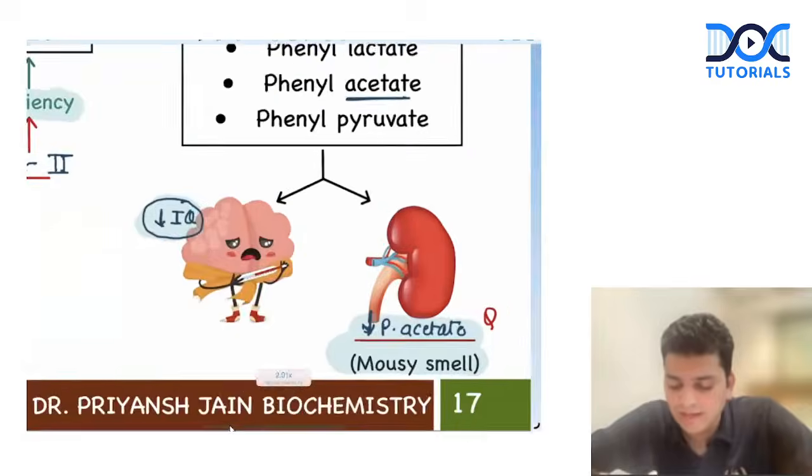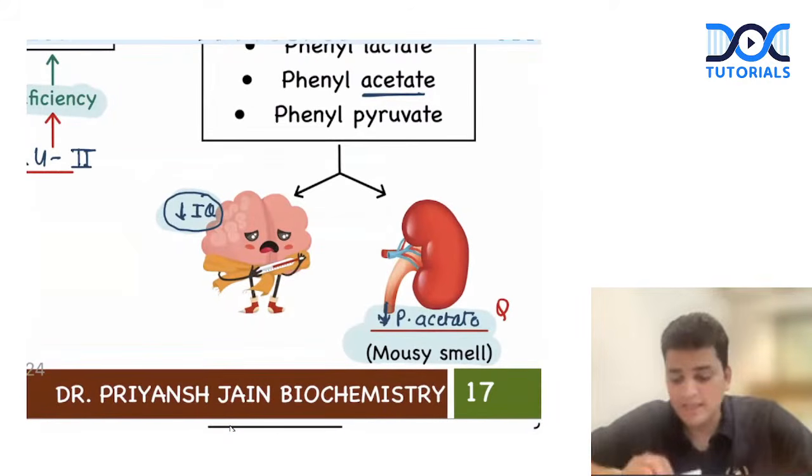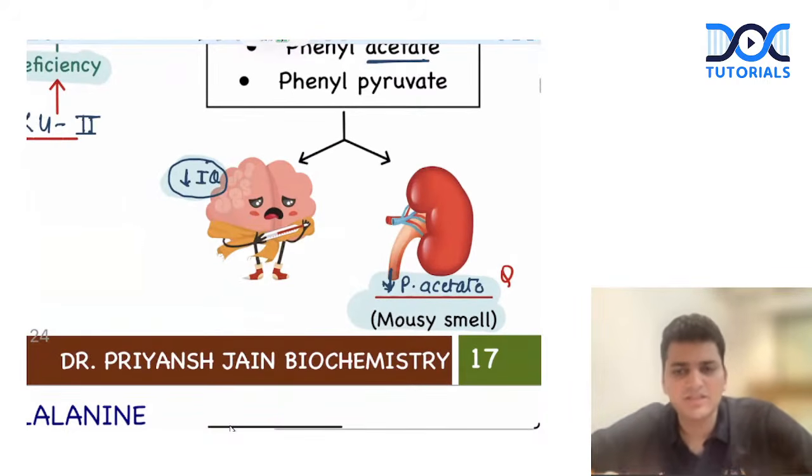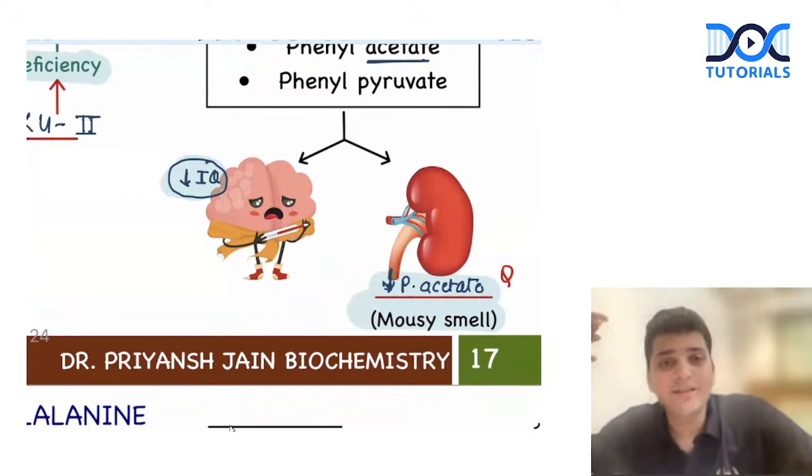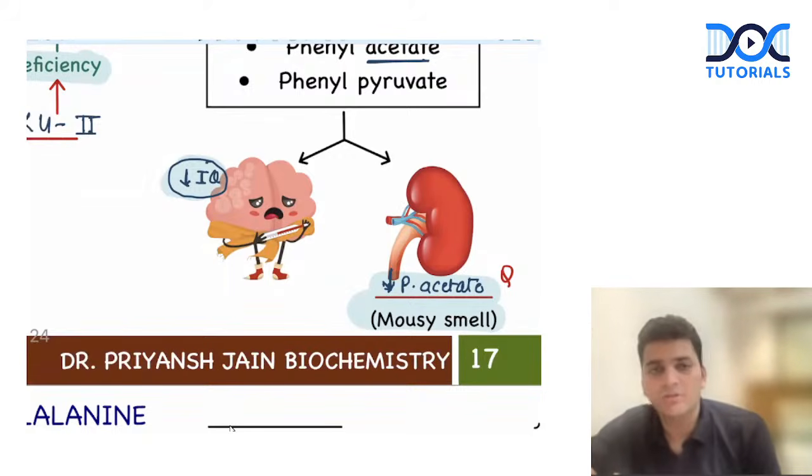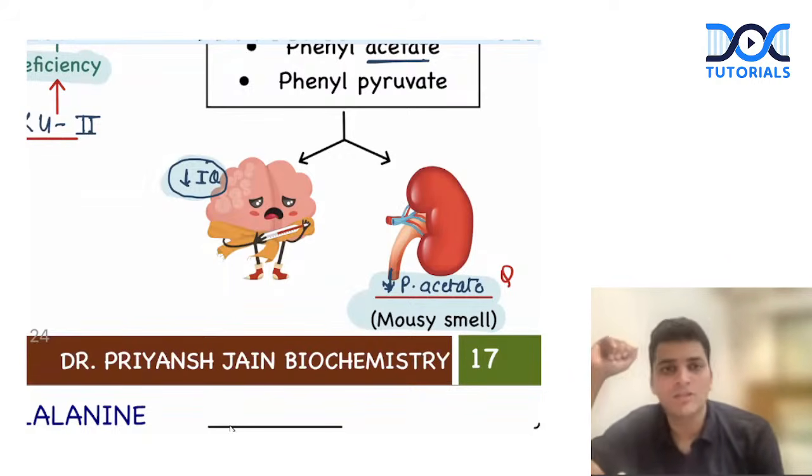The mother will bring the child because she will say, sir, whenever I'm changing the diaper of this child, it has a very bad smell in the diaper. It's a mousy smell, musty smell. And this is how these patients will come to you, because decrease in the IQ also will be presented in the later part of life, right? After 2 or 3 years of age, we'll be able to see that the IQ of the child is less. Initially, it will not be appreciated.